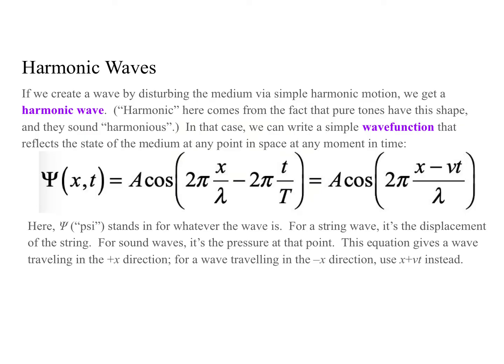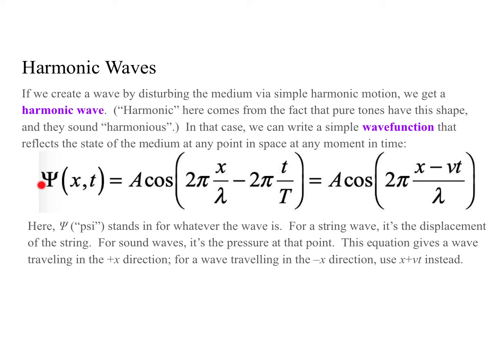Alright, if we create a wave by disturbing the medium via simple harmonic motion, we get a harmonic wave. Harmonic here again comes from the fact that pure tones have this shape and they sound harmonious. They're what we find in music. In this case, we can write a simple wave function that reflects the state of the medium at any point in space at any moment in time.